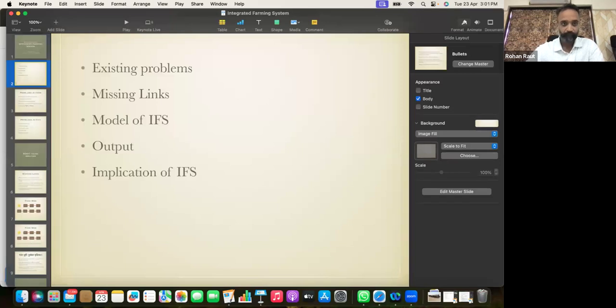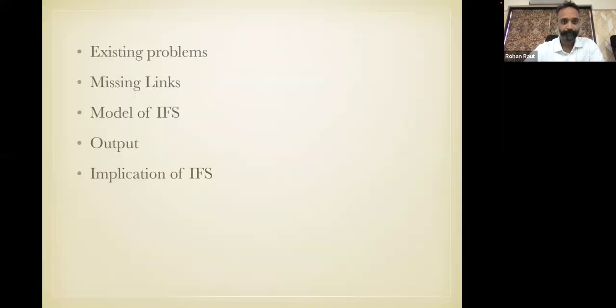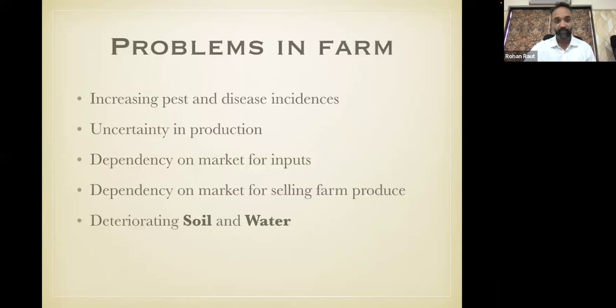But currently, there are problems which we are fighting as farmers. When I left the job and started this kind of farming, I was thinking that there were many problems. My presentation will be in these five parts: the existing problems, missing links, model of IFS, output, and implication of IFS. So there were many problems in the farm.